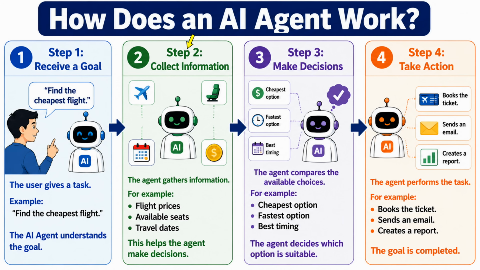Step 2. Collect the information. The agent gathers information. For example, flight prices, available seats, and travel dates. Step 3. Make decisions. The agent compares the available choices. For example, cheapest option, fastest option, best timing. The agent decides which option is suitable. Step 4. Take action. The agent performs the task. For example, books the ticket, sends an email, creates a report. The goal is completed.